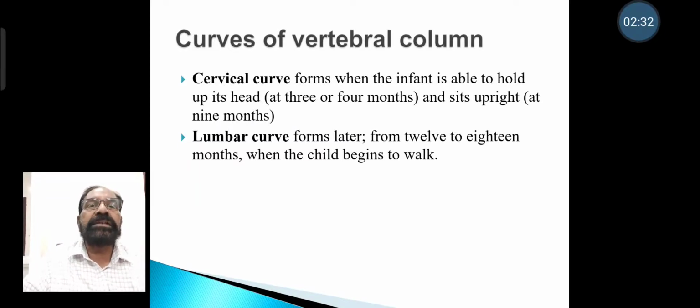Cervical curvature forms when the infant is able to hold its head, that is about 3 to 4 months, or sits upright, that is at about 9 months. Then lumbar curvature forms later from 12 to 18 months when the child begins to walk.